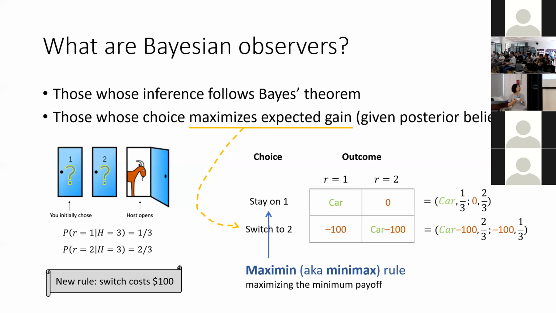So this is what we mean by Bayesian. Minimax is an alternative choice rule to Bayesian. And of course, you can think about numerous ways to deviate from Bayesian. We'll see some examples later. Like if you simply say, I know the probability, but I have no interest to maximize my payoff.